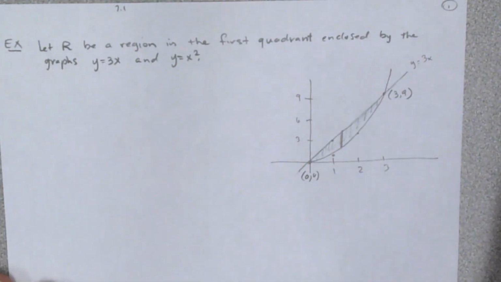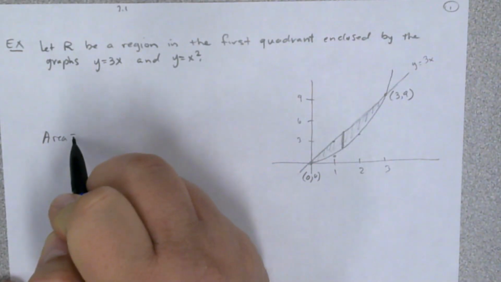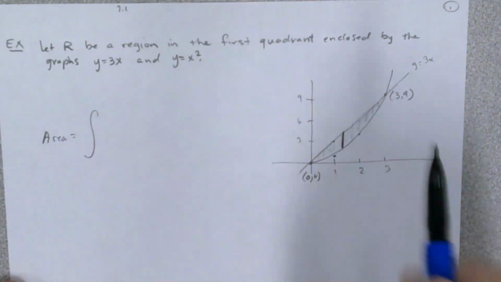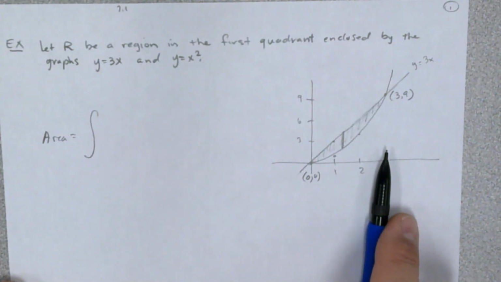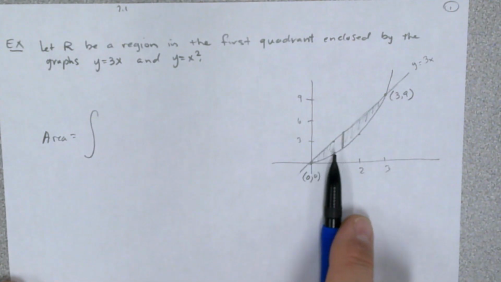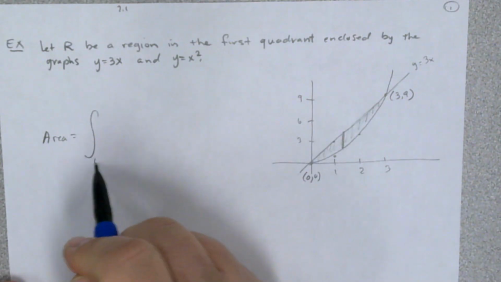Once I have that set up and I've identified the upper and the lower, then I am ready to begin. So to find the area between these curves, it's going to be the integration, and we're going to be going across the x-axis like so. I'm going to do a dx. I'm going to start at 0. I'm going to end at 3. So from 0 to 3.